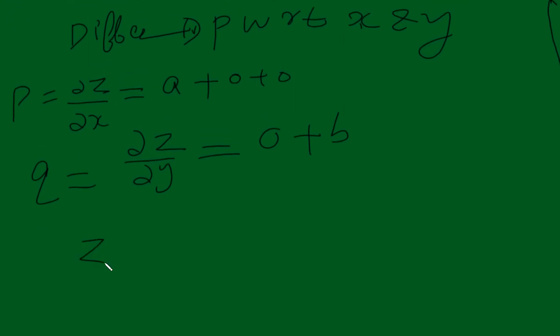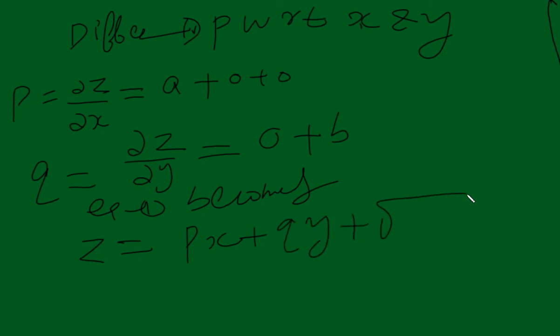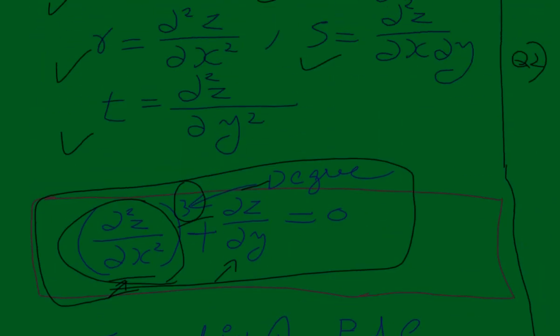So equation number 1 becomes z is equal to px plus qy plus root of p square plus q square. This is the required equation. Let's move on to the next question.